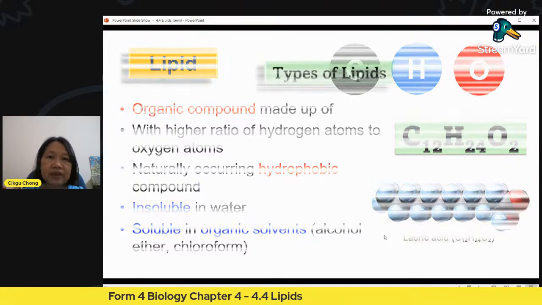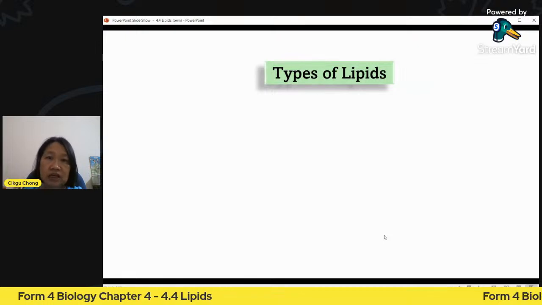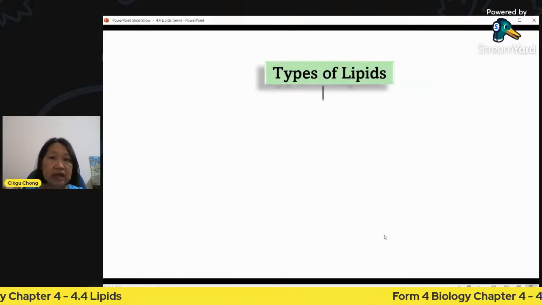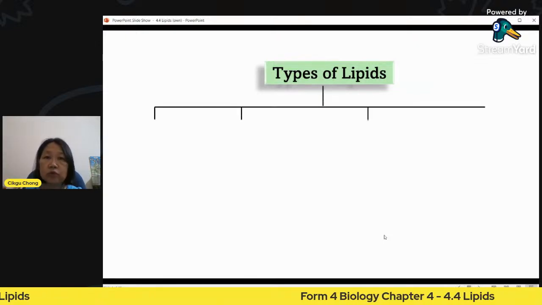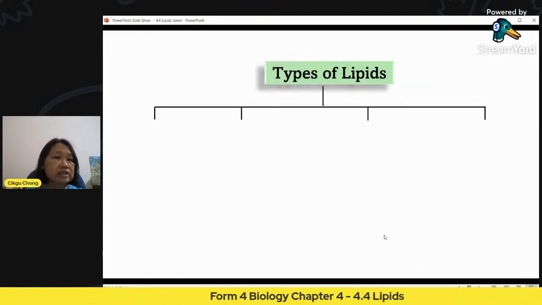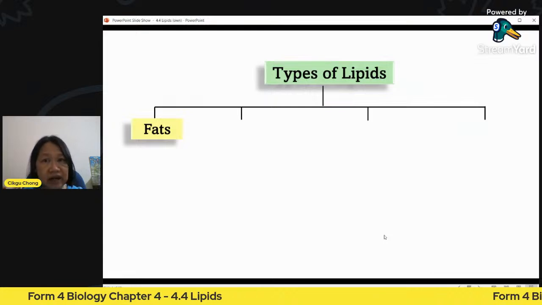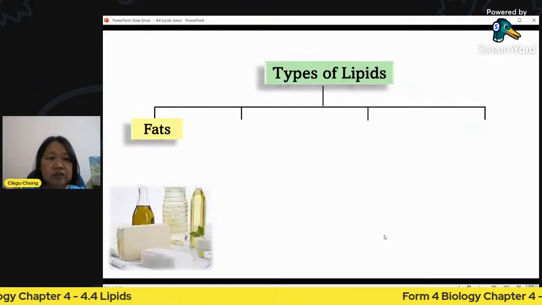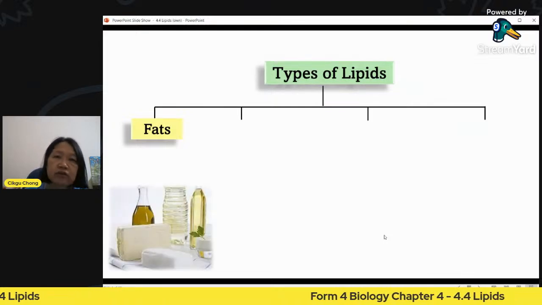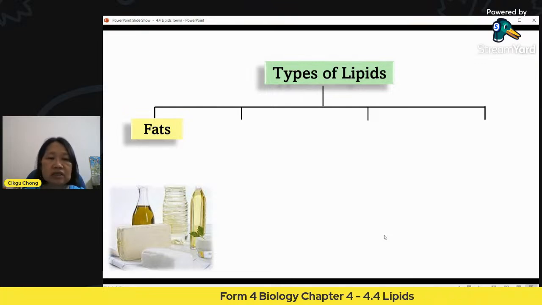Okay, next slide. All right, types of lipids. So basically, there are 4 types of lipid. Okay, do not worry so much. All you need to concentrate on is the first type, which is fats, or what we call triglycerides. Examples would be butter and oil and all these that you commonly see in your food and so on.